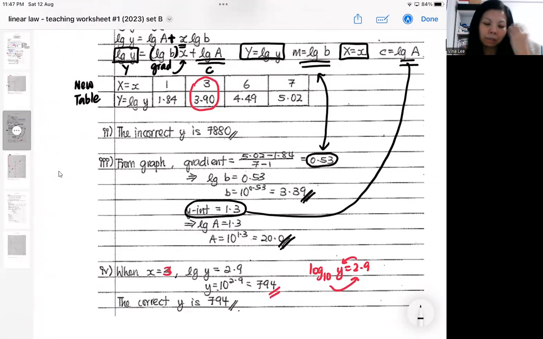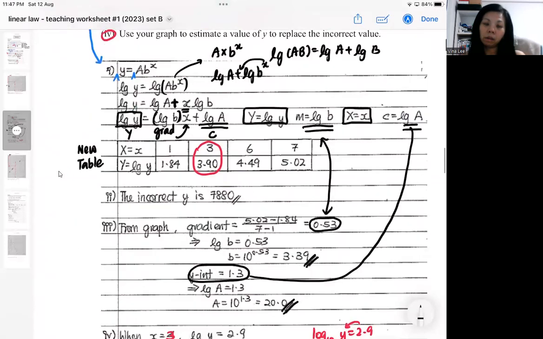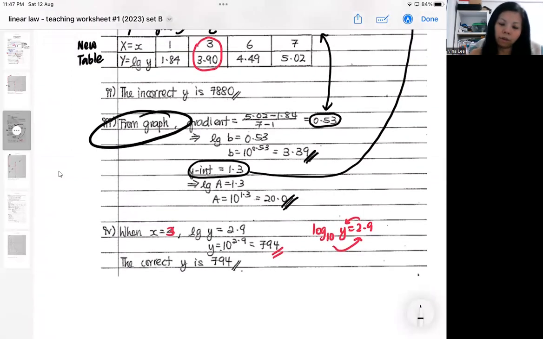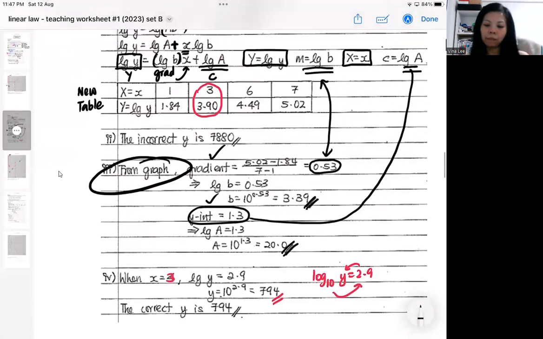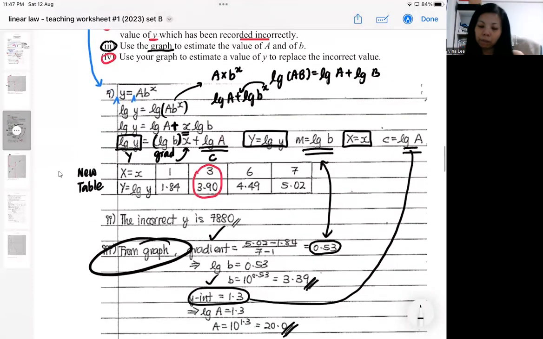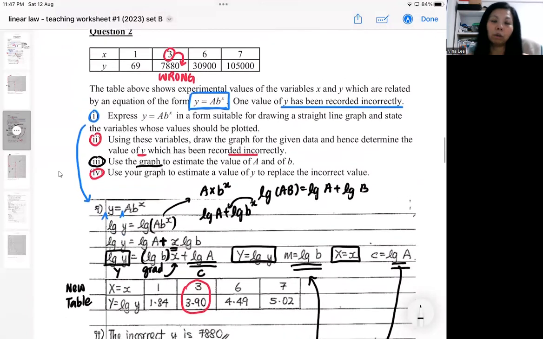Can you see that the steps are the same? Step 1, linearize. Step 2, new table. Step 3, draw the graph. Step 4, from the graph, you must get the gradient and intercept to calculate the respective gradient and y-intercept. You've got to keep repeating this. If you don't keep repeating these steps, you will find that you get stuck on every graph question. They are asking the same thing for almost every linear law question.